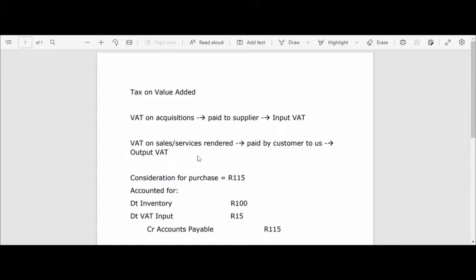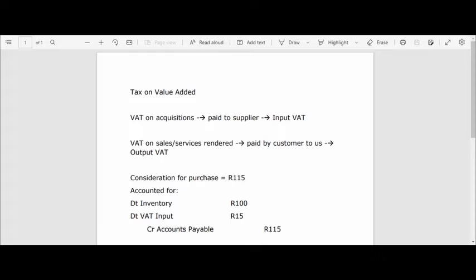Now let's just look at a typical example. I've got to emphasize here, ladies and gentlemen, that I've used purchases here as an example. But remember, any taxable supply made to you will carry value added tax. And if it is not one of those items that are prohibited, where you are prohibited from claiming the input tax back, then you are allowed to.